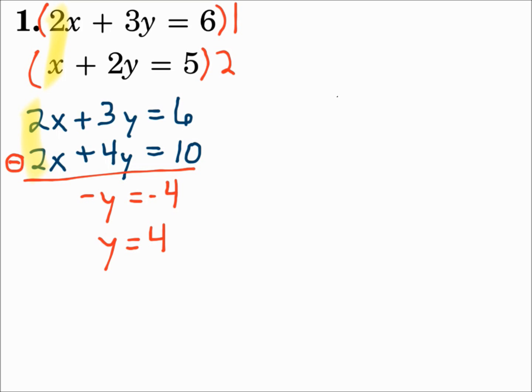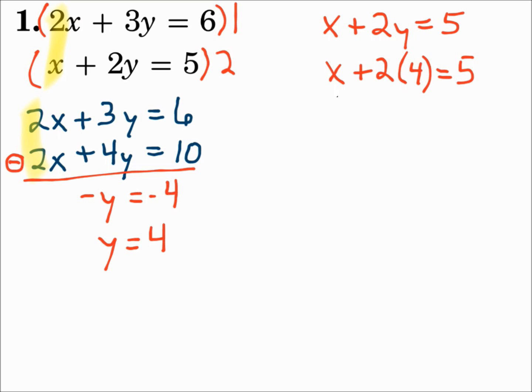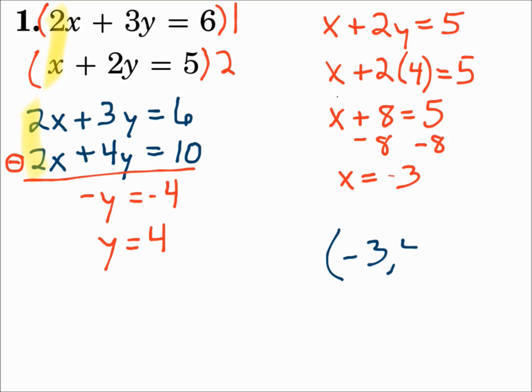Now finish just like regular elimination. Substitute 4 into either equation, and we'll use the original equations. Pick the second one, x plus 2y equals 5. Y is 4, so substitute 4 for y. 2 times 4 is 8. And subtract 8 from each side. And x is negative 3. So write your answer as an ordered pair, negative 3, 4.